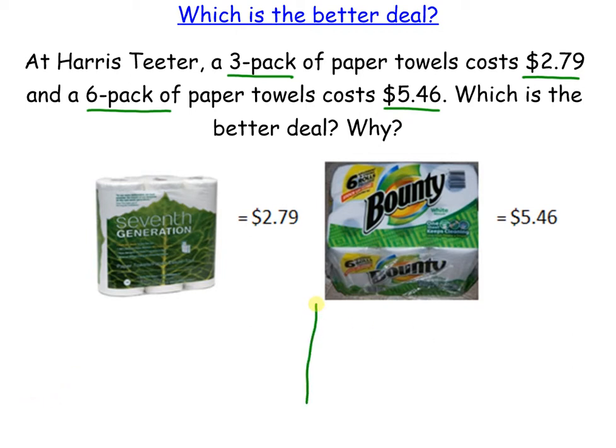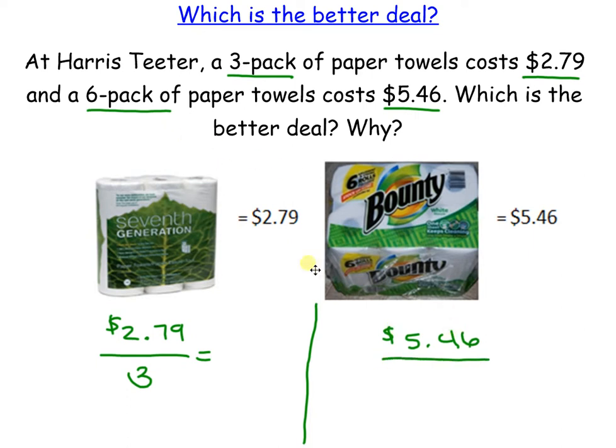So I'm going to draw a line right here. So remember, price over quantity. So I have $2.79 over, and this is a 3-pack. And then over here I have $5.46 over, and this is a 6-pack. Now put these into your calculator and find the unit rate. How much would one paper towel cost?